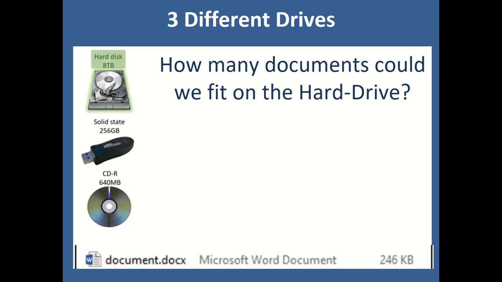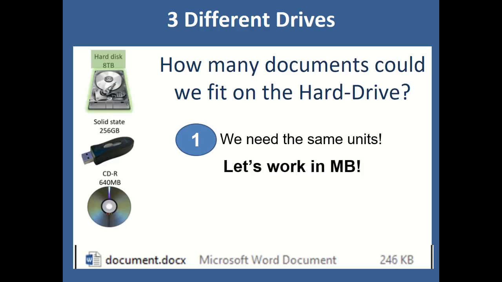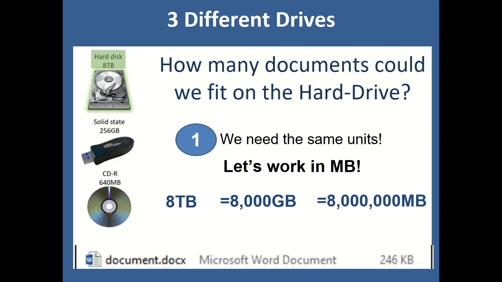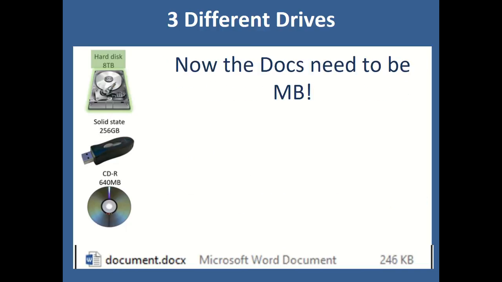Let's have a look at how many documents we could fit on our hard drive. Now our hard drive is 8 terabytes large, and the document is 246 kilobytes on average. Remember, we need to use the same units. Now I've chosen to work in megabytes. Now we wouldn't use kilobytes, they're too small, and we want a data unit roughly in between, so megabytes would be perfect. So 8 terabytes is 8,000 gigabytes, which is 8 million megabytes.